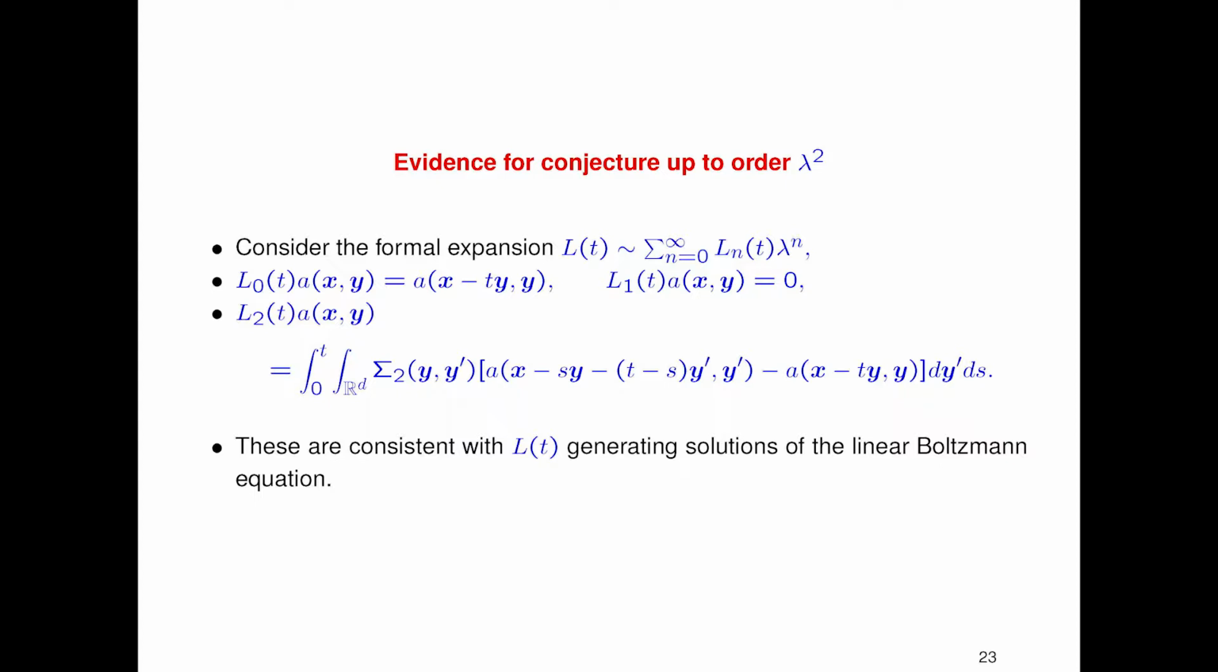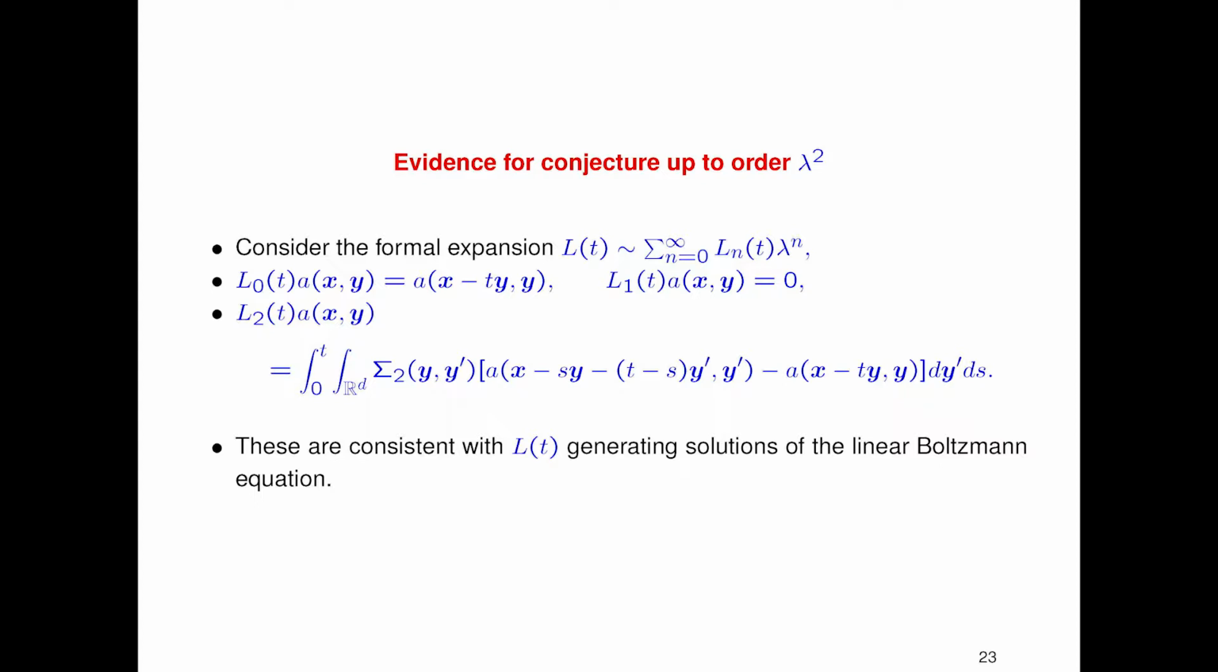Now, even though I think of lambda being fixed, I don't want to go into the weak coupling limit, I can still do a formal power series expansion. And let's assume the first terms of this power series expansion are of this form. So the first one is just free motion. The second one is 0. And the third one is free motion coupled with one scattering event.